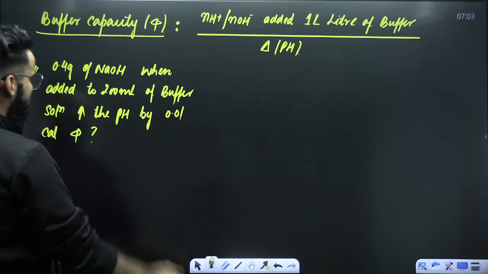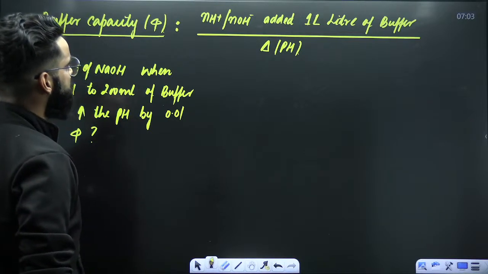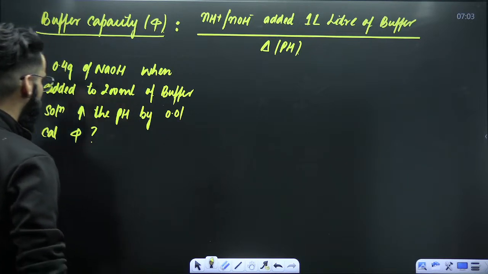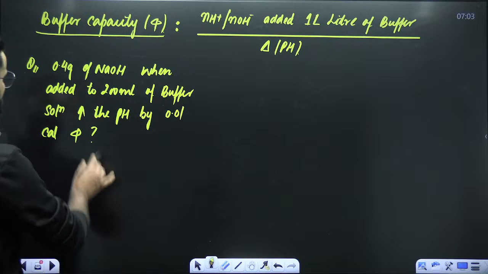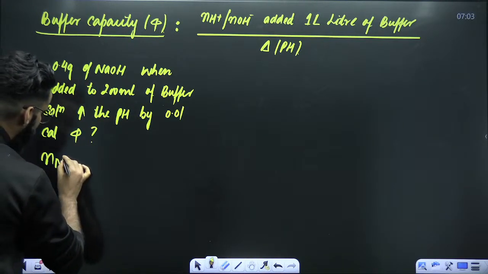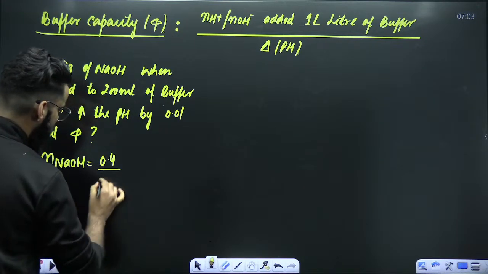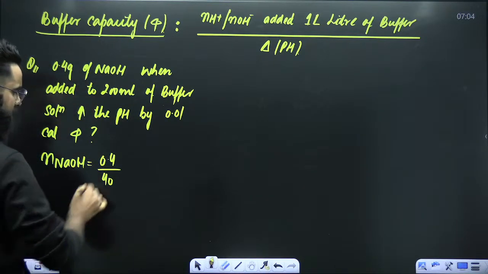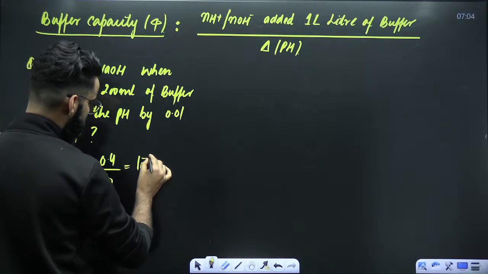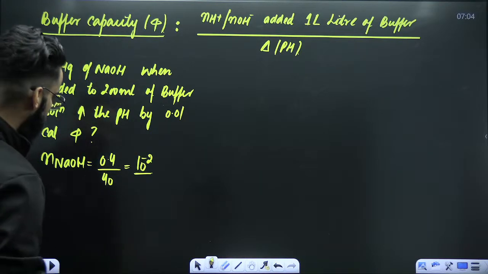Okay, so let's try to solve this one. Buffer capacity is equal to number of moles of H positive or OH negative added per liter of the buffer divided by change in pH. You are adding 0.4 grams of NaOH. Can you let me know how many moles of NaOH you are adding? Mass of NaOH divided by molar mass of NaOH, right? So it's going to be 4 divided by 400, 1 by 100, 10 raised to minus 2. So these many moles of NaOH you are adding.